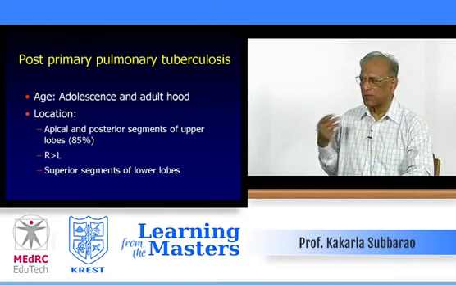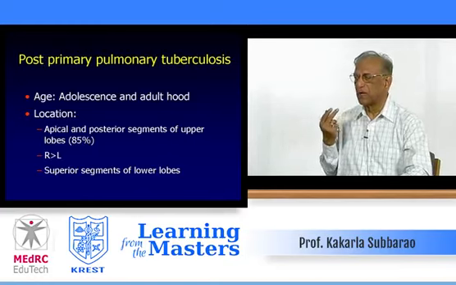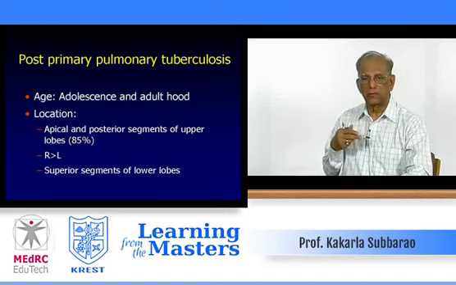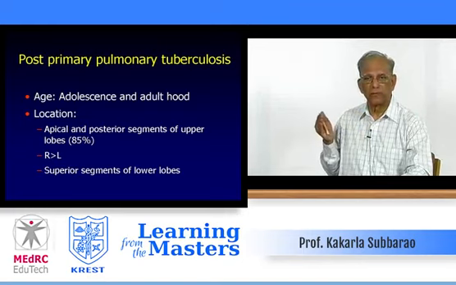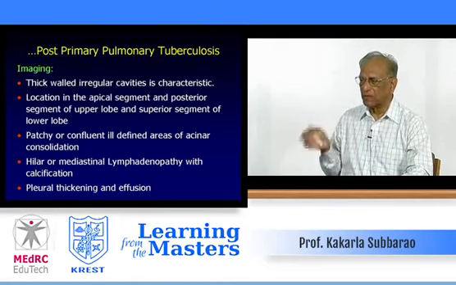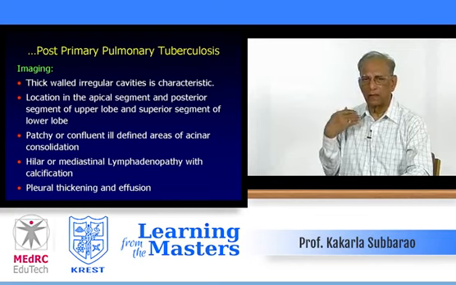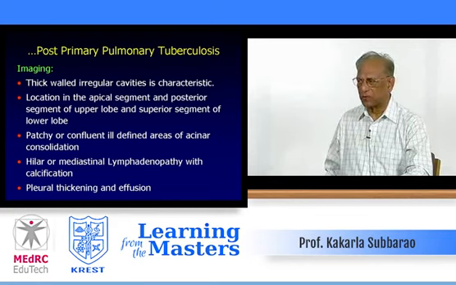And what is the location? Apical and posterior segments of upper lobes. About 85% of the time, if you see the infiltrate in the apical segment in the upper lobes, think of tuberculosis. Somehow right is more involved than the left. Superior segments of lower lobes also is a common site. And then in the imaging, thick-walled irregular cavities are characteristic, in the location of the apical and posterior segments of the upper lobe and superior segment of the lower lobes.